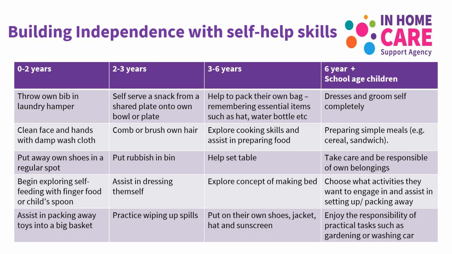For children 6 years and over, they can dress and groom themselves completely, prepare simple meals such as sandwiches, take care and be responsible for their own belongings, choose what activities they want to engage in, and assist in setting up and packing away. Enjoy the responsibilities of practical tasks such as gardening or washing a car. So as much as possible, incorporate these into the daily routine and give children independence.